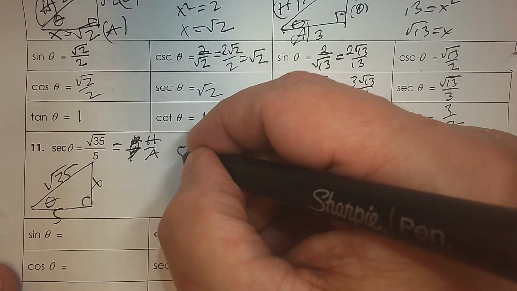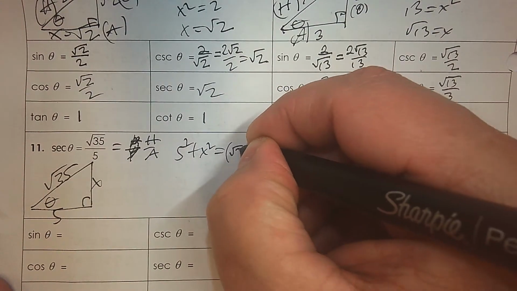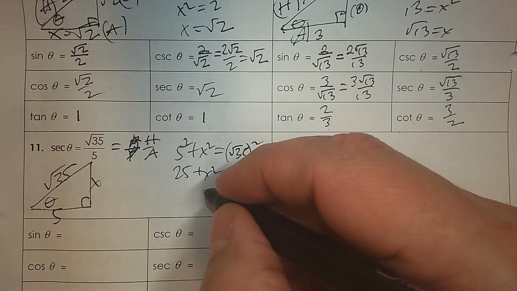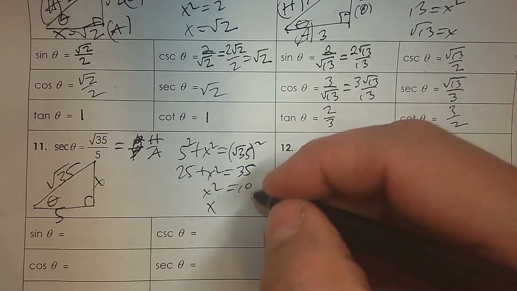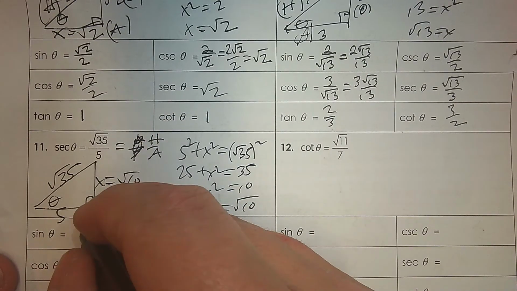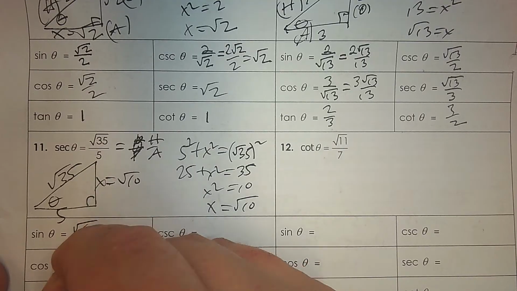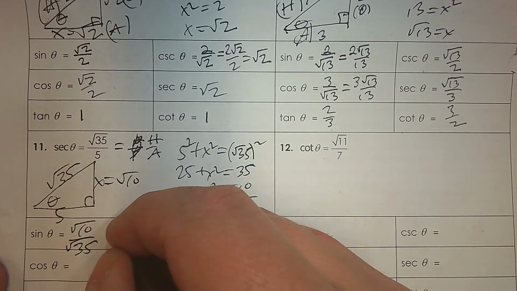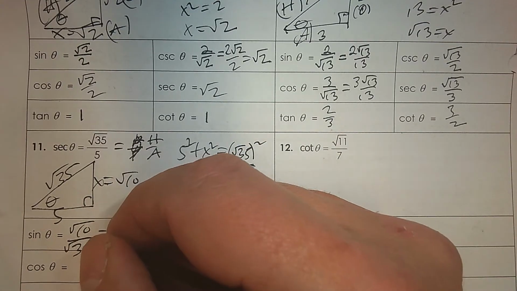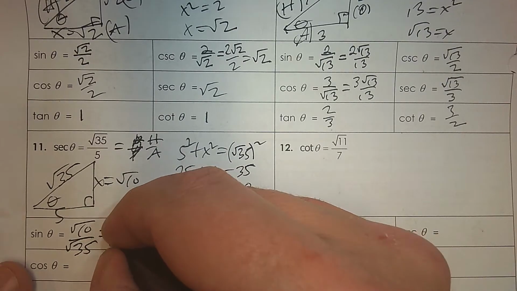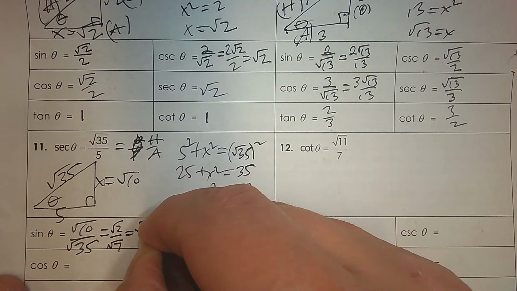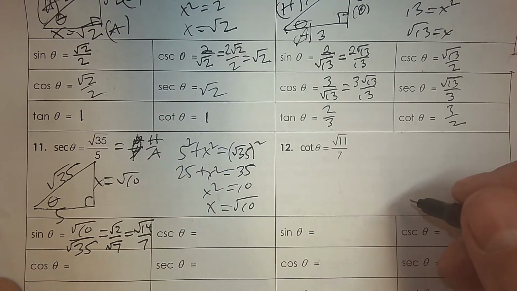So that's 5 squared plus x squared equals root 35 squared. So it's 25 and 35. Subtract and you get 10. Take the square root, and it's root 10. So opposite over hypotenuse, root 10 over root 35. If you reduce it down, divide by 5 top and bottom, you would get root 2 over root 7. And then if you multiply by root 7 top and bottom, you get root 14 over 7.